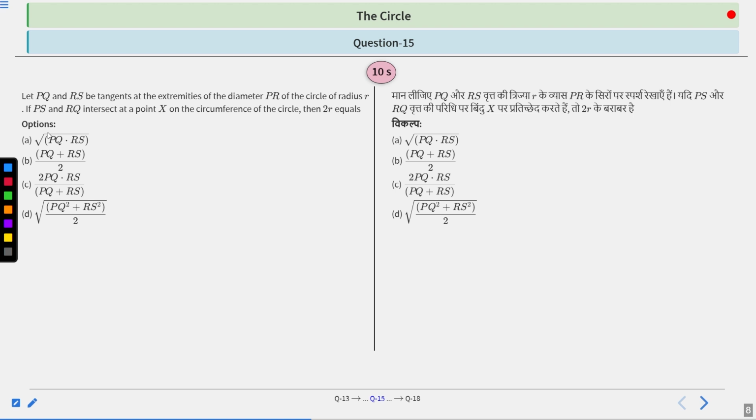PQ and RS are the tangents at the extremities P and R of the diameter. So we will try to draw the figure, and after drawing it, by using the properties of circle, tangent, and triangle, we can easily find the relationship between 2R and PQ and RS, right? In this way, you can try to approach this question. You have 10 seconds to solve or think about this question. After 10 seconds, we will discuss the solution.